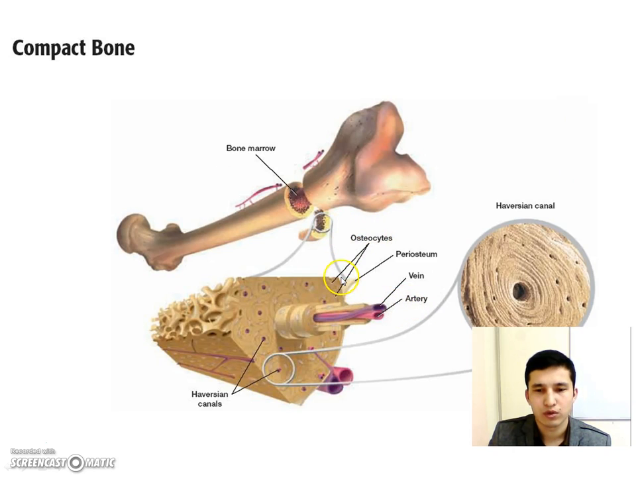Also from this picture you can see the structure of the bone: very small osteocytes here, the thin layer called the periosteum, the veins, the artery, and Haversian canals. So these Haversian canals, what are they? These are special canals in which we have the nerves and blood vessels.